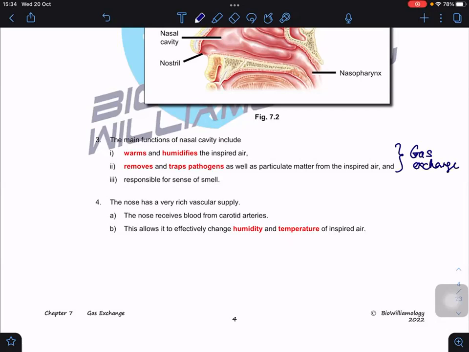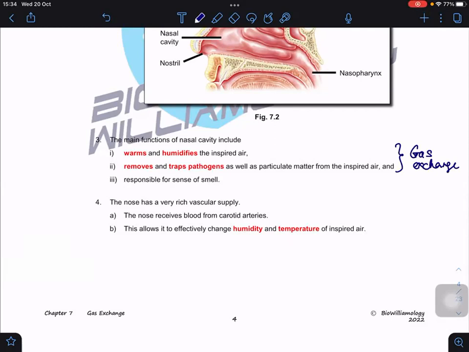Now, our nose is quite special because it is rich in vascular supply, the blood supply. Therefore, if you put your finger in and scratch it for a while, you will get a nosebleed. But if you scratch your skin, you won't get bleeding immediately, unless you use a blade to slash your skin.